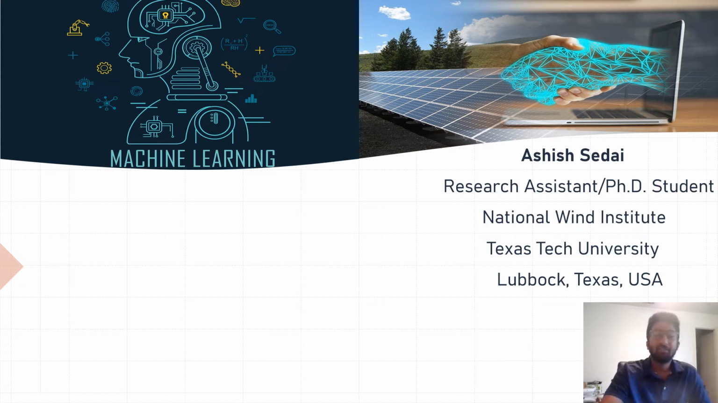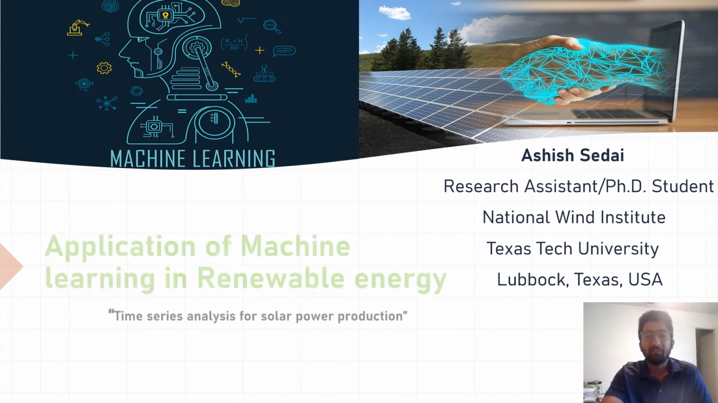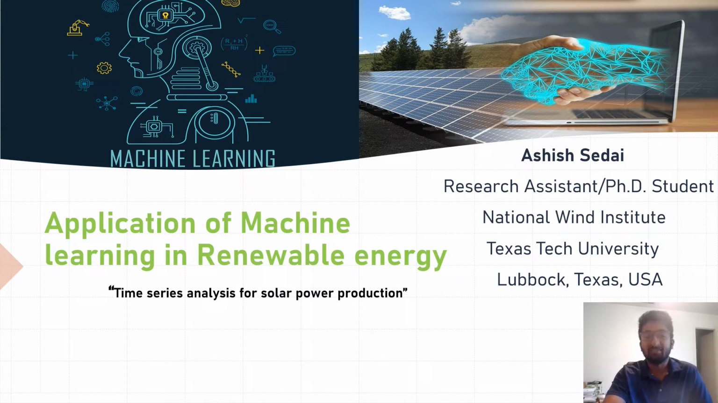My name is Asis. Today I'm going to talk about the applications of machine learning in renewable energy. Specifically, I'll be talking about the time series analysis for solar power production. In this presentation, I'll be talking about different data pre-processing techniques. I'll be talking about different deep learning, machine learning, and classical statistical forecasting methods. And I will also try to compare the model accuracy based on the prediction error.